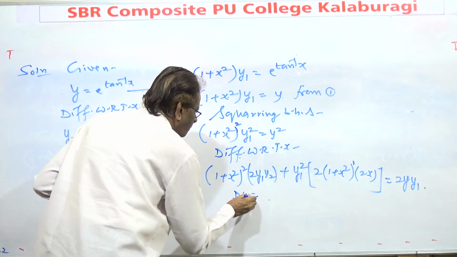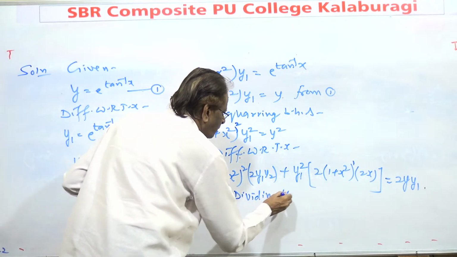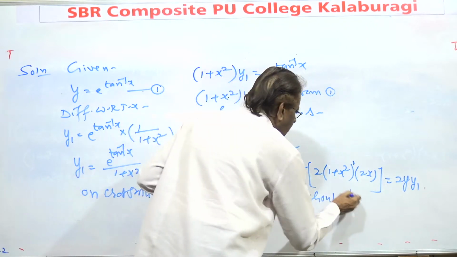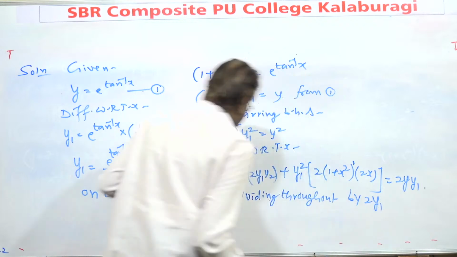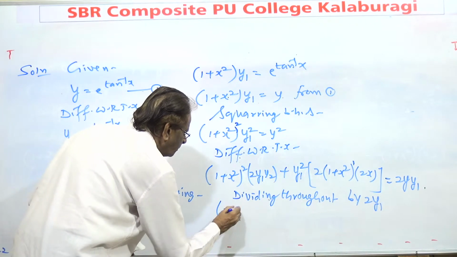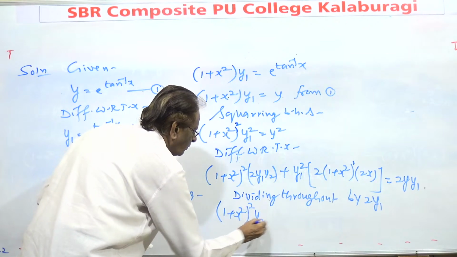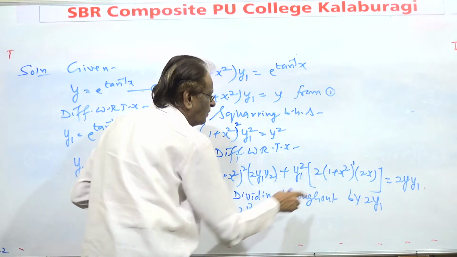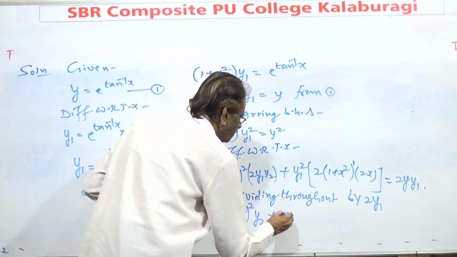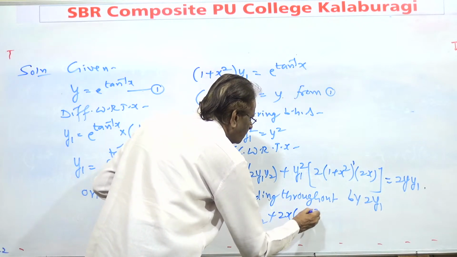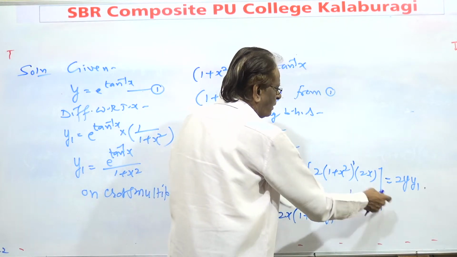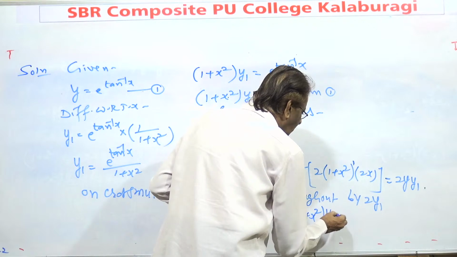Dividing throughout by 2y1. This is first term, delete 2y1. This is second term, delete 2y1. Divide by 2y1, and it will be equal.